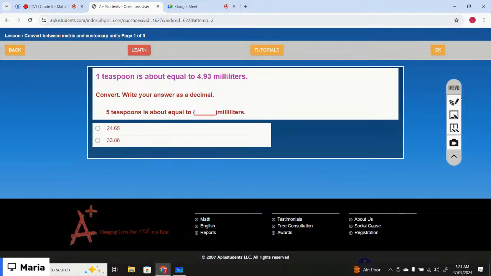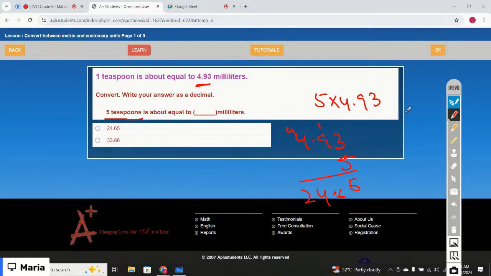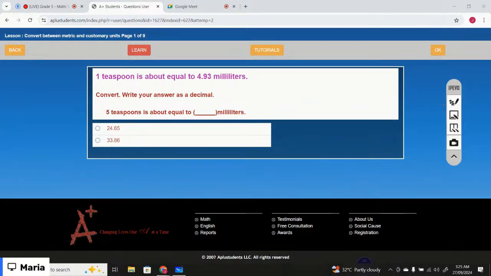1 teaspoon is equal to 4.93 milliliters, right? You are given the unit you have to use. So you have to do 5 teaspoons. You have to do 5 times 4.93. Got it? So just multiply. 5 times 3 is 15, 5 and 1 carry, 5 times 9 is 45 and 1 is 46. 5 times 4 is 20 and 4 is 24. That is 24.65. Option number 1 is the correct option.